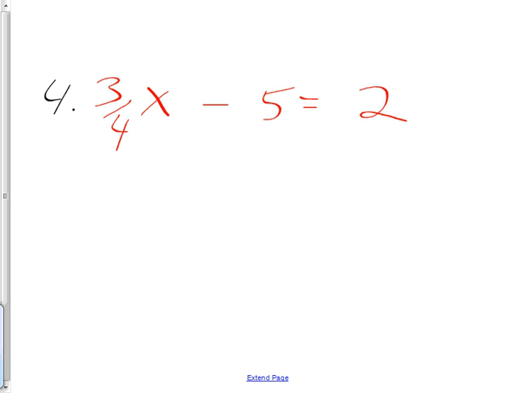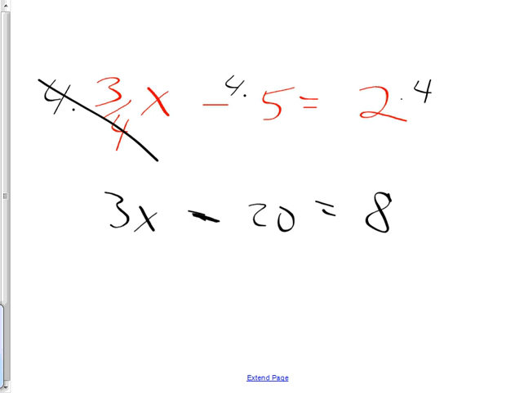Times 4, times 4, times 4. Cancels. 3x minus 20 equals 8. And now from there, it should be easy peasy, right? Subtract 20 from, or add 20 to both sides, divide by 3, you're done. All right. One more like that.